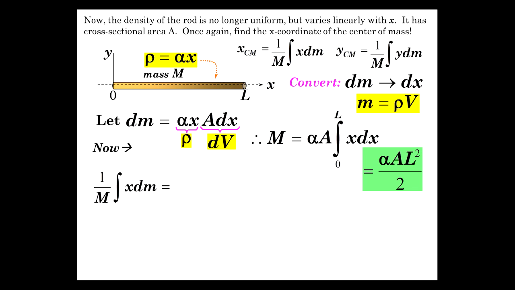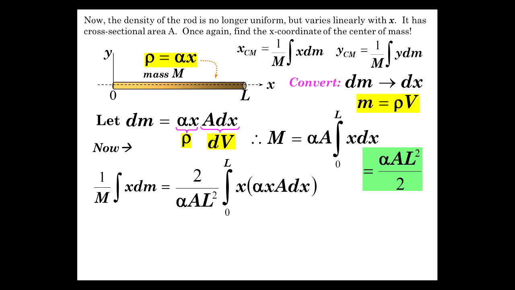Now we want to find the position of the center of mass. We go 1 over m integral of x dm. Well, we just solved for m by integrating dm. We got this, alpha A L squared over 2. So 1 over m is simply the inverse of that, 2 over alpha A L squared. Of course, those are all constants, so that's really nice. They're characteristics of the problem.